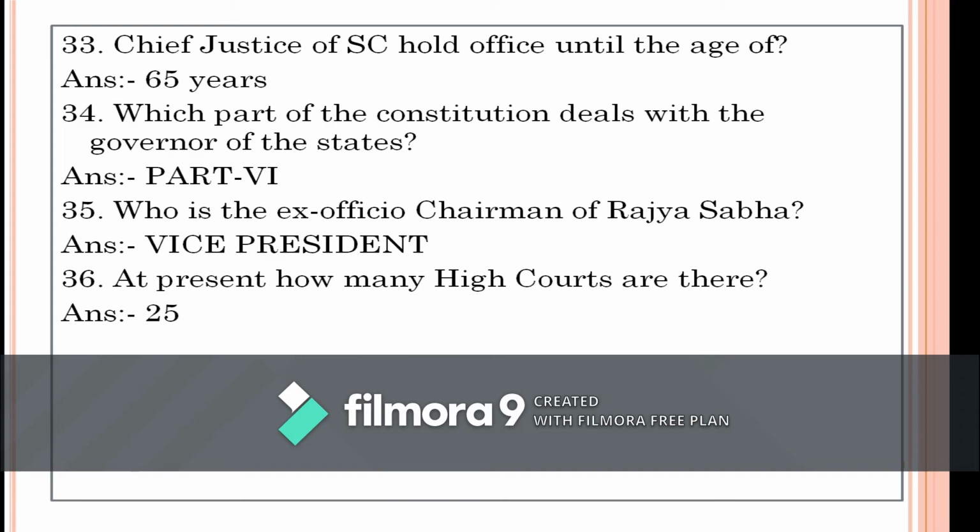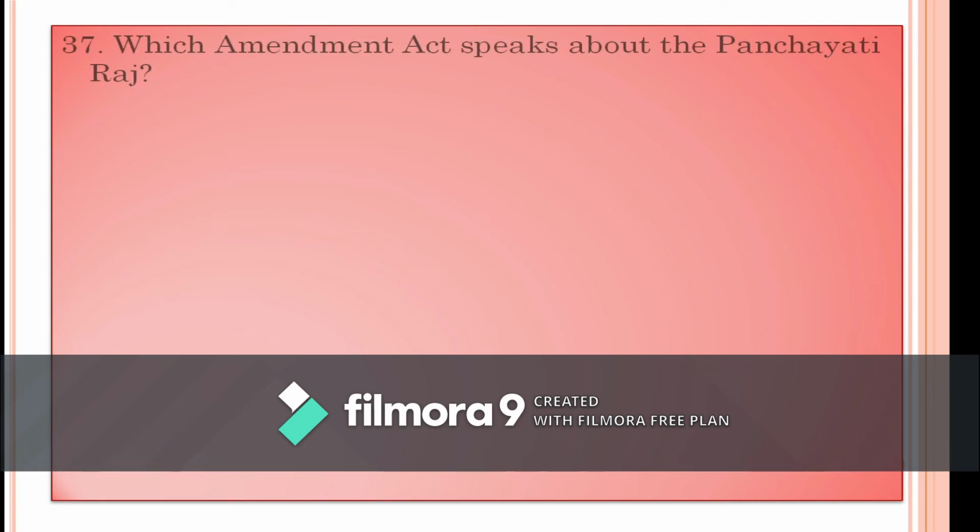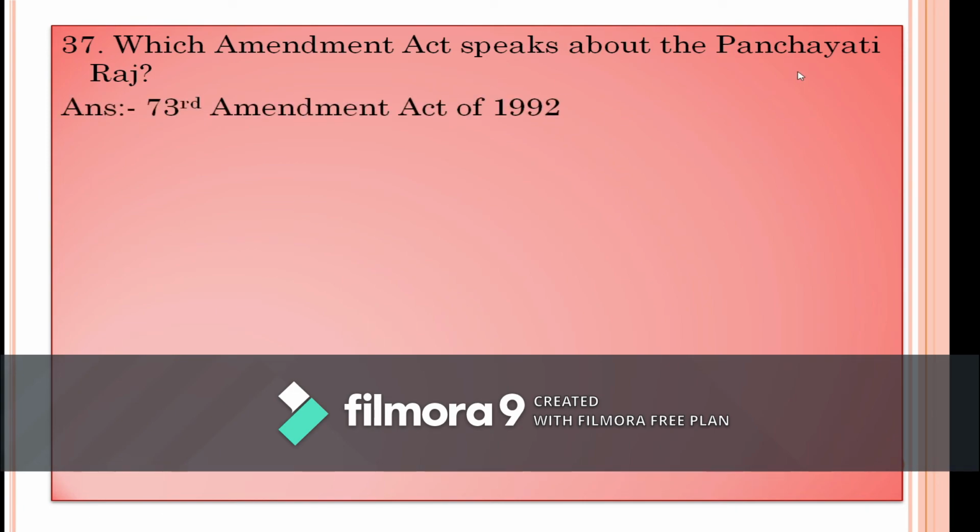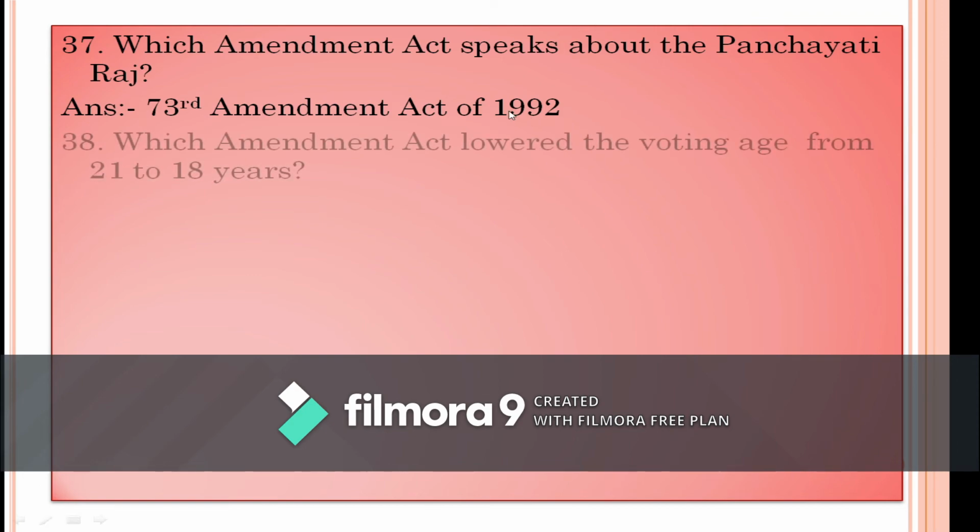So the next question will be, which amendment act speaks about the Panchayati Raj system? This is a very important question. The answer will be the 73rd Amendment Act of 1992 speaks about the Panchayati Raj system. One additional question I will give you: which is the first state to implement the Panchayati Raj system? The answer will be Rajasthan, followed by Andhra Pradesh. The first state to introduce Panchayati Raj system was Andhra Pradesh, keep in mind.